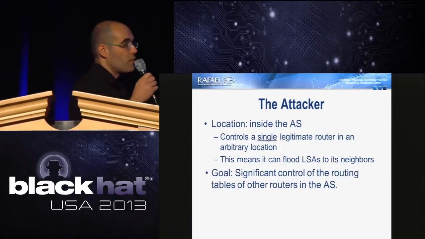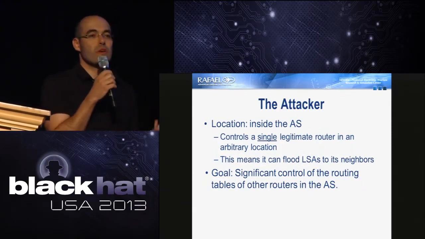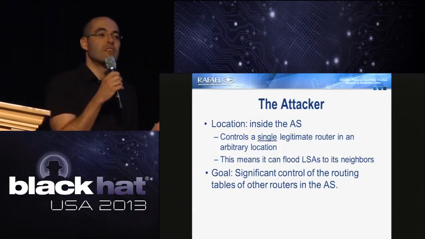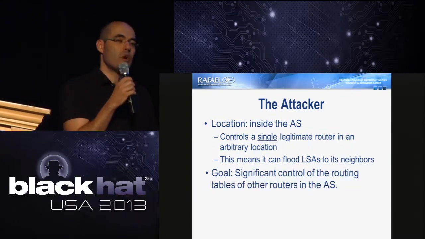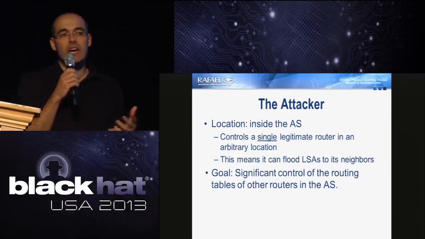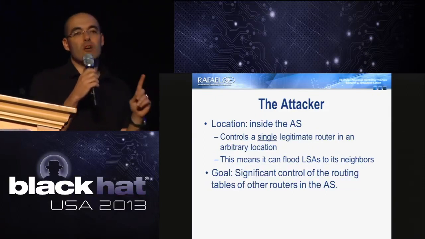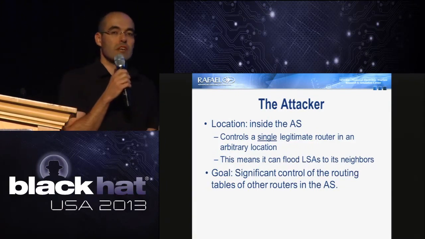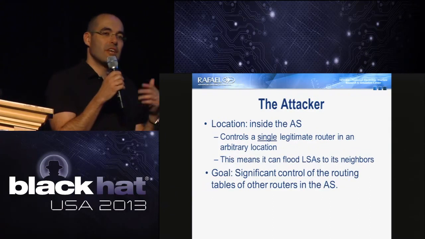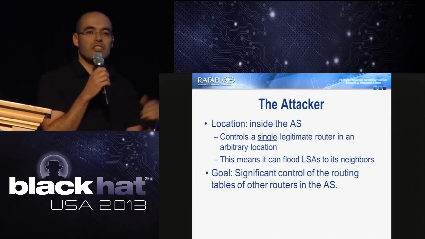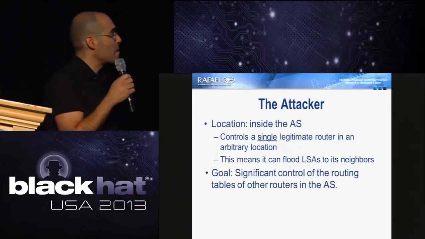Okay, and now for the attacker. In our research, we have assumed that the attacker is an insider, meaning that it has been able to infiltrate the routing domain, the autonomous system, and it is now controlling just a single router within the autonomous system, in an arbitrary location. It is not necessarily a core router; it can be just a remote access router somewhere in the autonomous system.